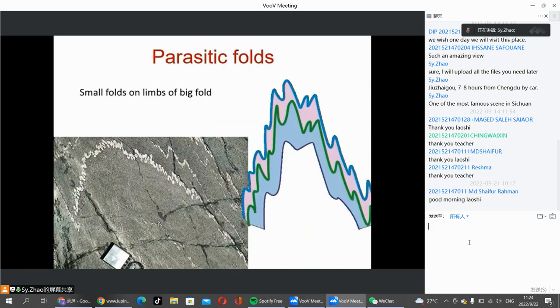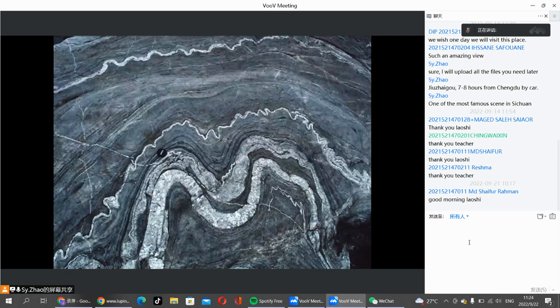Small folds on a small scale are also developed in a big general fold. For example, this is a general anticline associated with many angulate tiny folds within it. This photo also typically shows such a structural phenomenon: a general anticline with many angulate tiny folds.